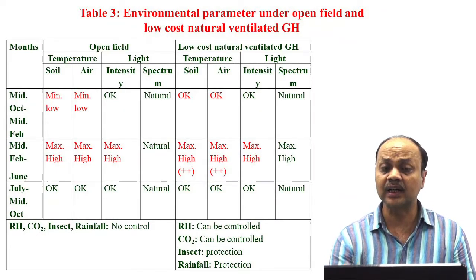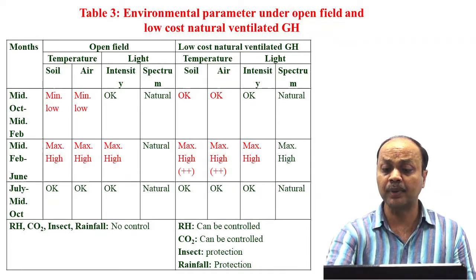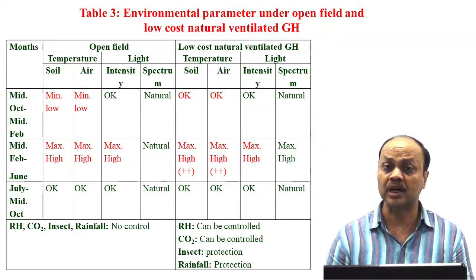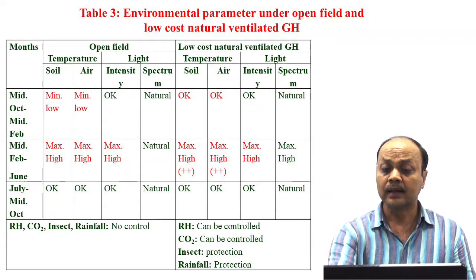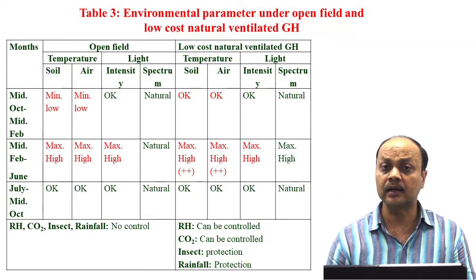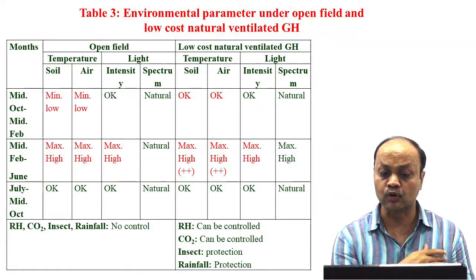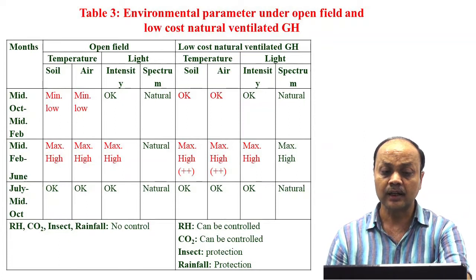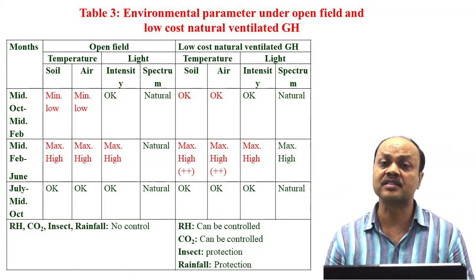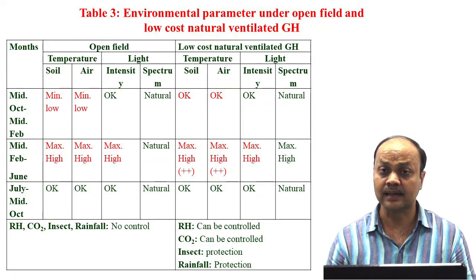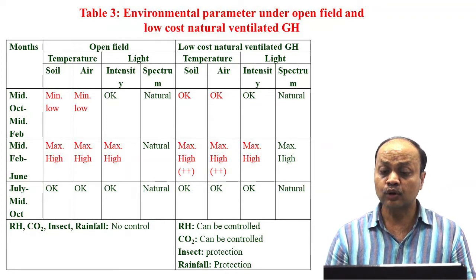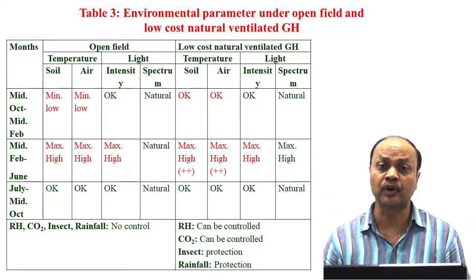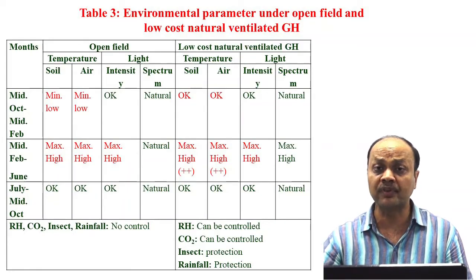So you can see that during winter it is very beneficial. If you compare this table with the environment required for tomato and capsicum, due to the greenhouse effect the minimum soil and air temperature increases inside your greenhouse. But what is happening during summer? During summer, in the open field your soil, air temperature and light intensity are high. But what is happening inside the greenhouse? Due to the greenhouse effect, as I told, in the open field the temperature is up to 40, so inside the greenhouse temperatures go up to 50.